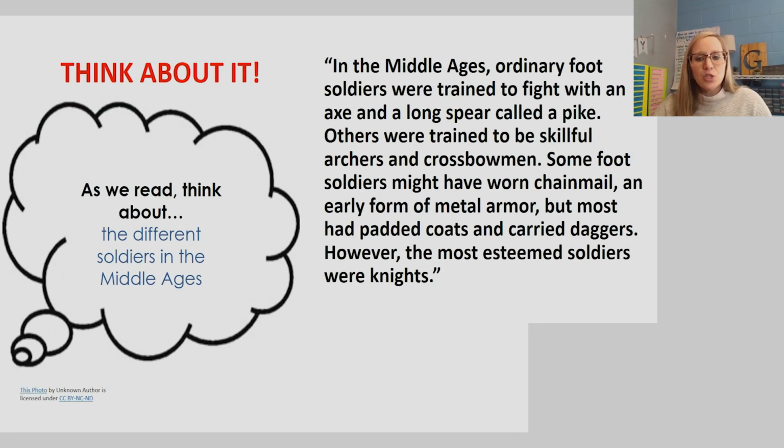In the Middle Ages, ordinary foot soldiers were trained to fight with an axe and a long spear called a pike. Others were trained to be skillful archers and crossbowmen. Some foot soldiers might have worn chainmail, an early form of metal armor, but most had padded coats and carried daggers. However, the most esteemed soldiers were knights.